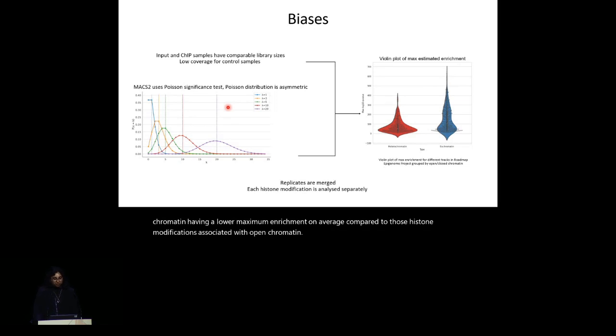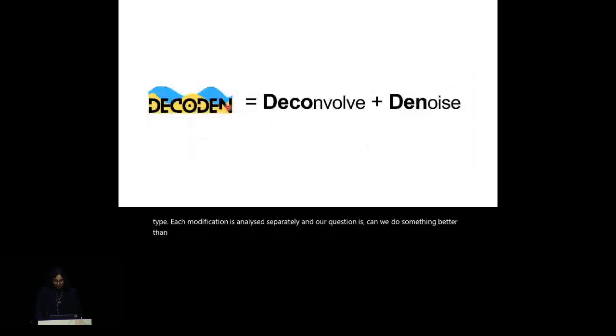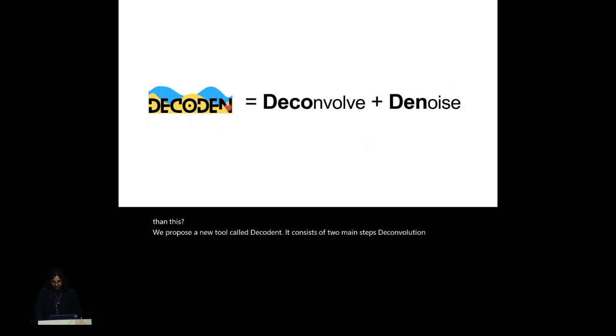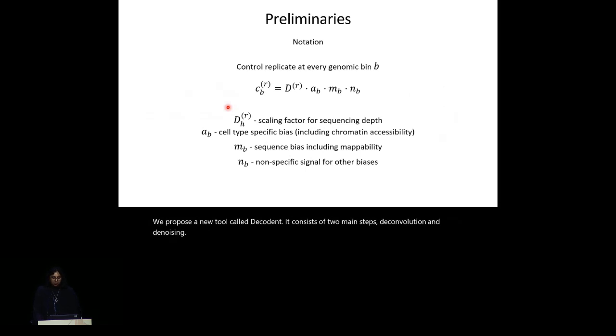Also, in a lot of pipelines, replicates are merged, losing variability information. For a given cell type, each modification is analyzed separately. And our question is, can we do something better than this? We propose a new tool called Decoden. It consists of two main steps, deconvolution and denoising. In the next few slides, I will briefly explain how it works.